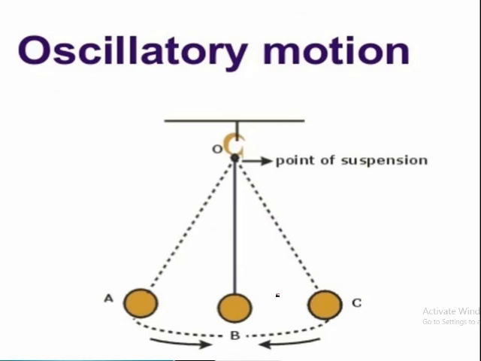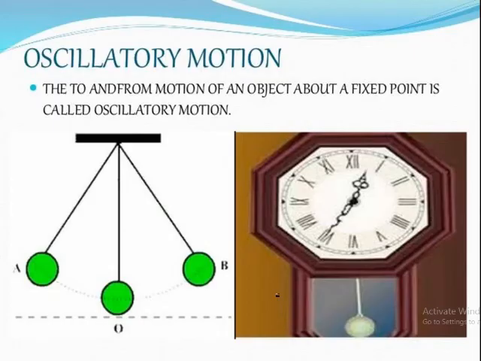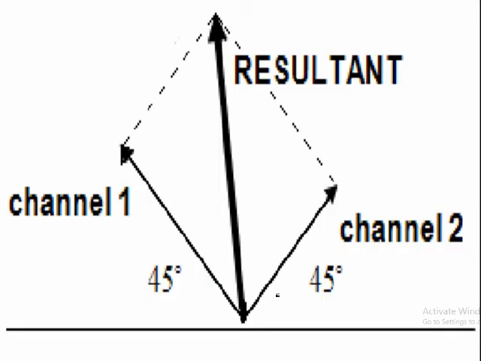Now, oscillatory motion. As I have told you previously, SHM, simple harmonic motion, is also a type of oscillatory motion. An object passing through the same point while moving back and forth between two points is called oscillation, and this movement is known as oscillatory motion. It is going from A to B, B to C, then again C to A. This motion is known as oscillatory motion. The to and fro motion of an object about a fixed point is called oscillatory motion. Simple thing, no problem should be there.